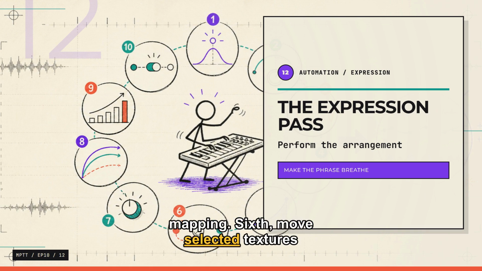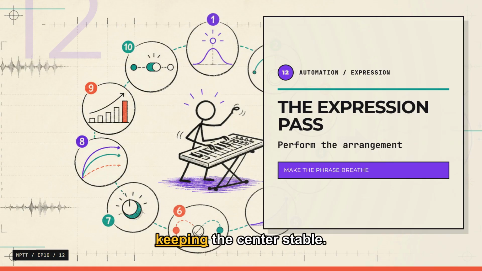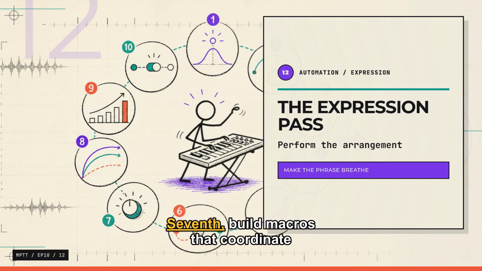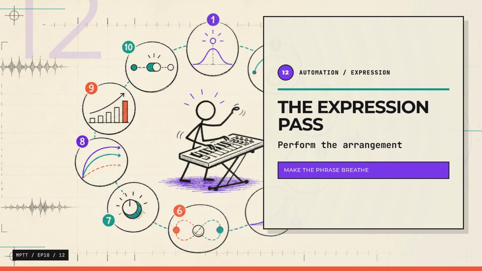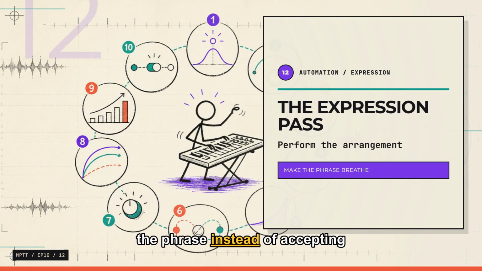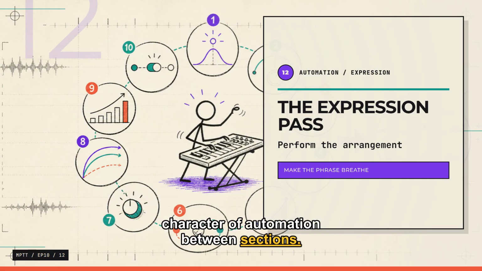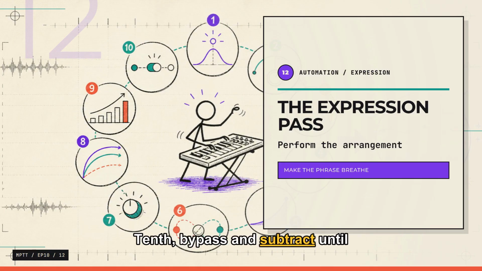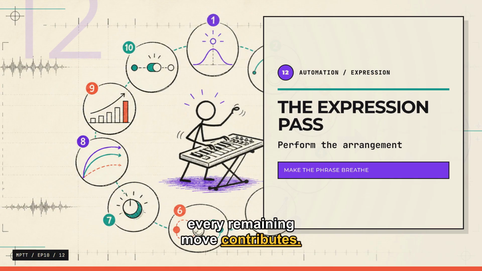Sixth, move selected textures through the stereo field while keeping the center stable. Seventh, build macros that coordinate several safe parameter ranges around one named idea. Eighth, draw curves that follow the phrase instead of accepting every default line. Ninth, change the amount and character of automation between sections. 10th, bypass and subtract until every remaining move contributes.